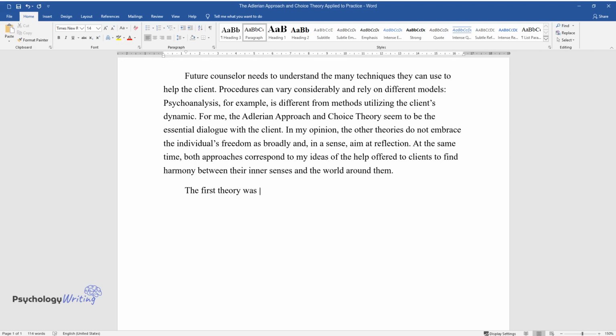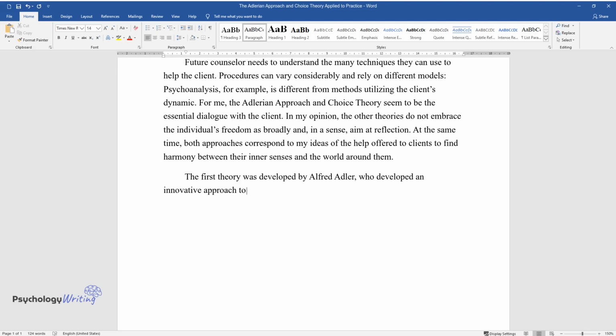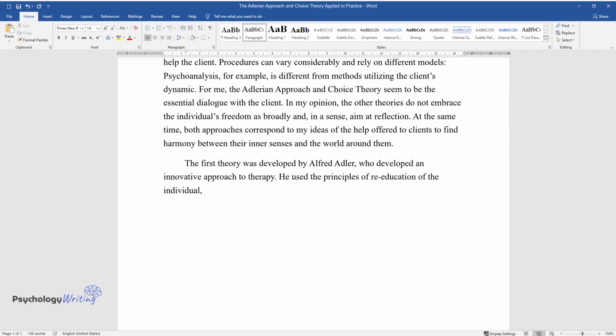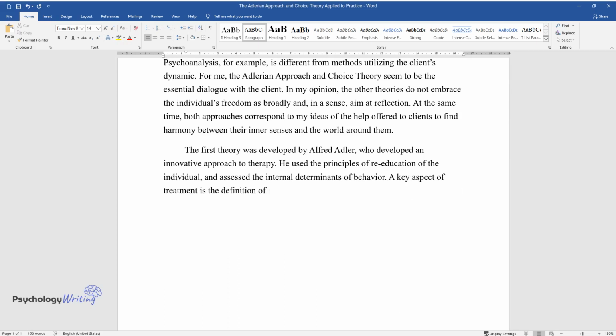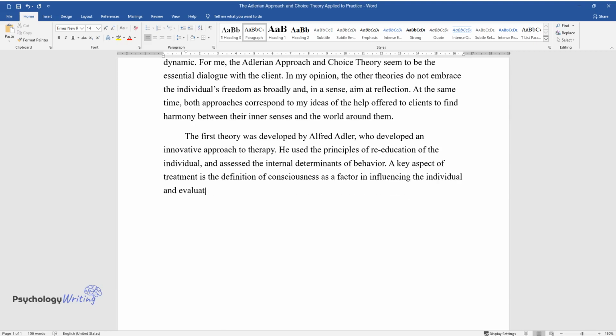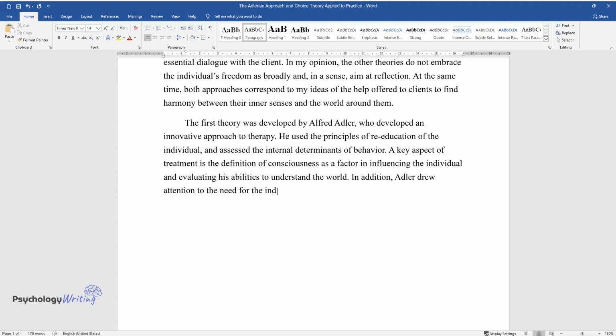The first theory was developed by Alfred Adler, who developed an innovative approach to therapy. He used the principles of re-education of the individual and assessed the internal determinants of behavior. A key aspect of treatment is the definition of consciousness as a factor in influencing the individual and evaluating his abilities to understand the world. In addition, Adler drew attention to the need for the individual to understand his sense of belonging to society.